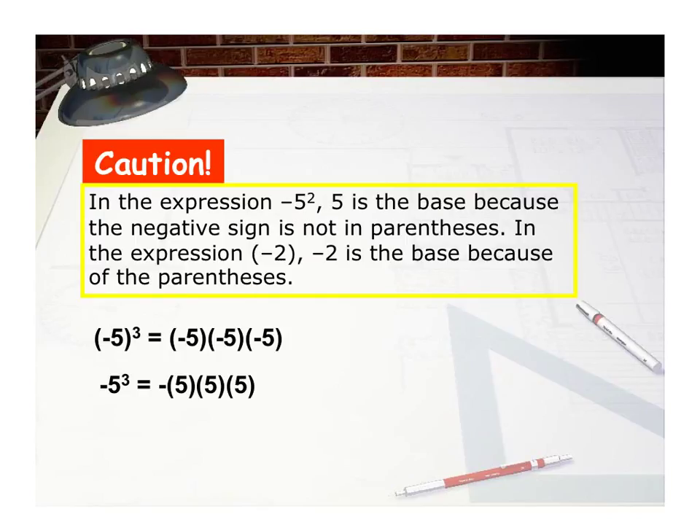So let's just look at the examples. We have negative 5 to the third. This means negative 5 times negative 5 times negative 5. When you have negative outside or no parentheses written, it actually implies a negative 1 times 5 times 5 times 5.